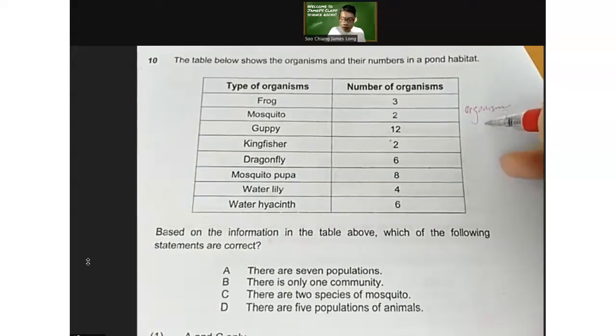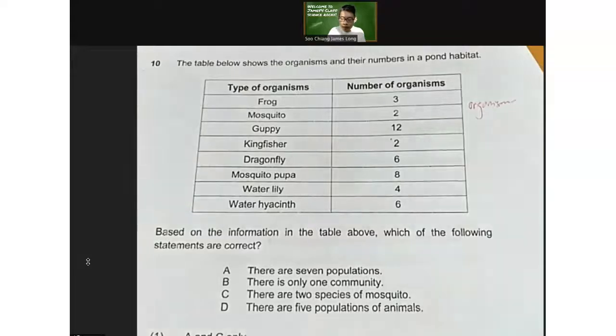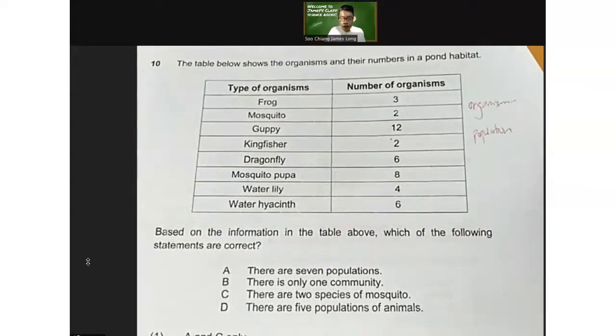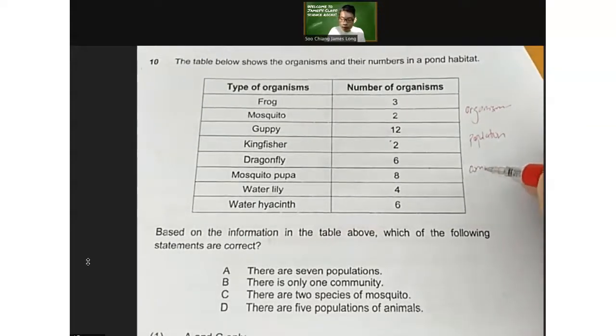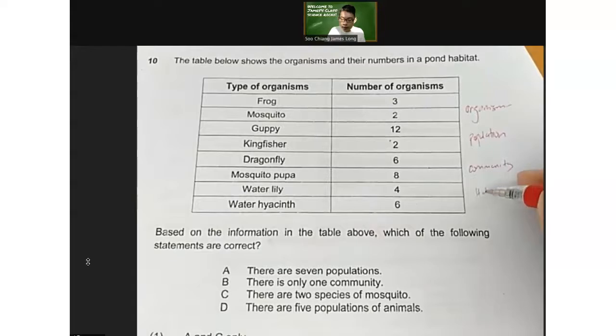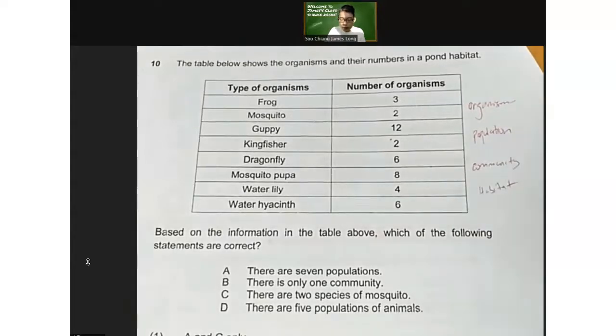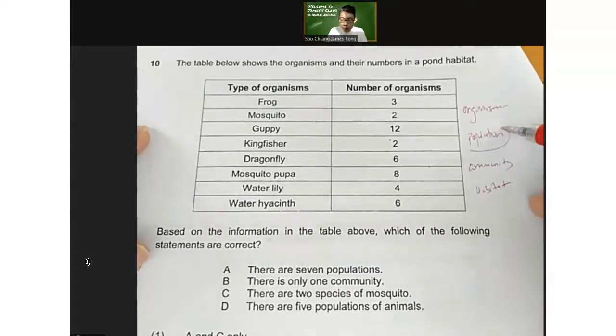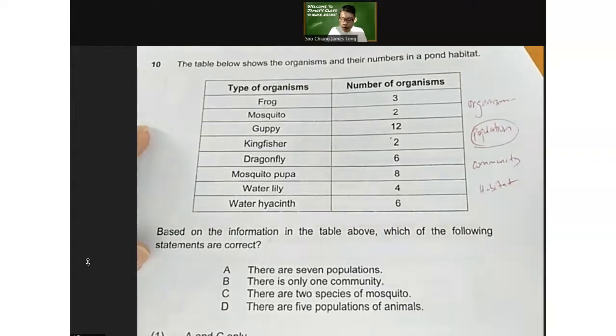When there are many organisms of the same kind and they come together, they form a population. And when there are several populations living together, they form a community. And the place where they live is known as the habitat. So these are a few words that you learn in this particular chapter. The population includes those that are young and old. It does not include those that are dead.